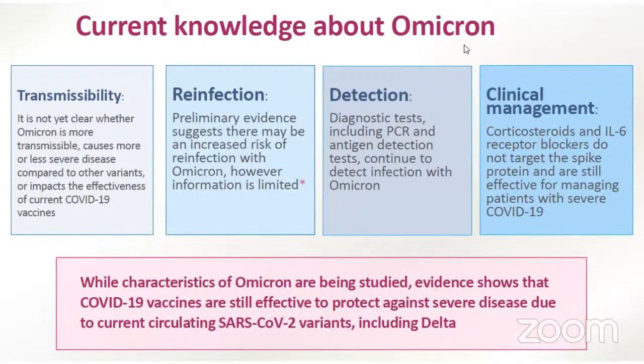The current knowledge about the Omicron is that it is highly transmissible. It can cause reinfection, and we can detect it with the help of PCR and antigen detection. And for the clinical management of Omicron, corticosteroids and interleukin-6 receptor blockers do not target the spike protein, but are still effective for managing patients with severe COVID-19.